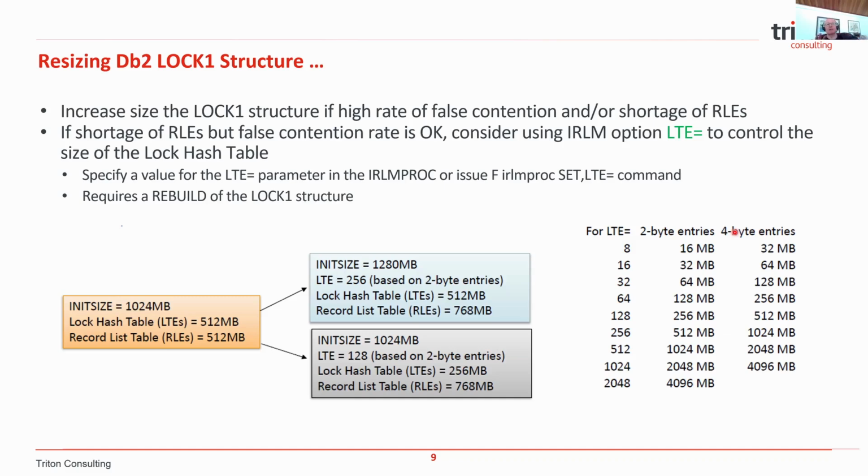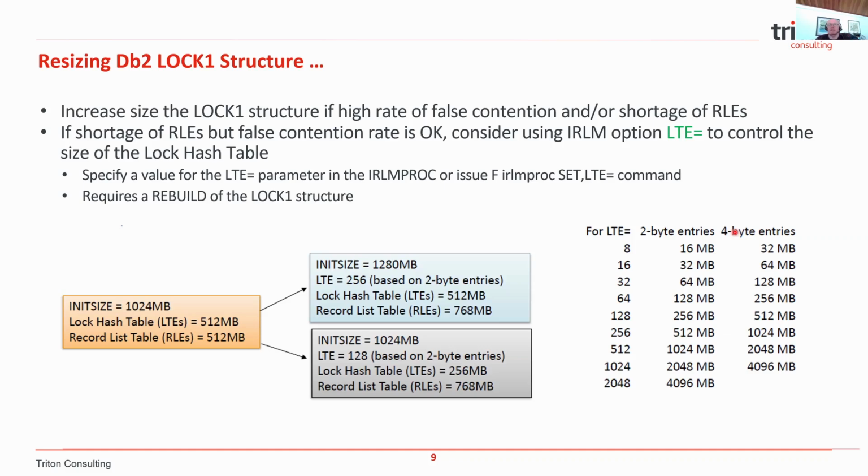So at the bottom of the chart here, on the very left-hand side, the init size is 1024 megabytes, so it's a power of 2, and there's a 50-50 split between the lock hash table and the record list table. Now, if you go to the blue square there, the init size is not a power of 2, it's 1280. But if you specify a lock table entry of 256, that will mean the lock table is 512, and the record list table would be the remainder, which is 768 megabytes.